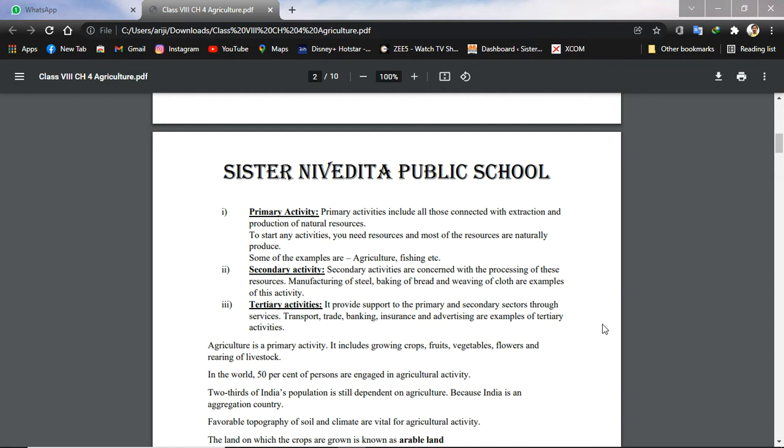They are processed in the factories, and then we get the manufacturing of steel from iron ores, and then the making of clothes. Those are the factories, the industrial materials that come in the secondary activities. Now the last one, the tertiary activity: we find the services, transport, trade, banking, teaching, and the medical facilities by doctors and nurses, all included in the tertiary activity.